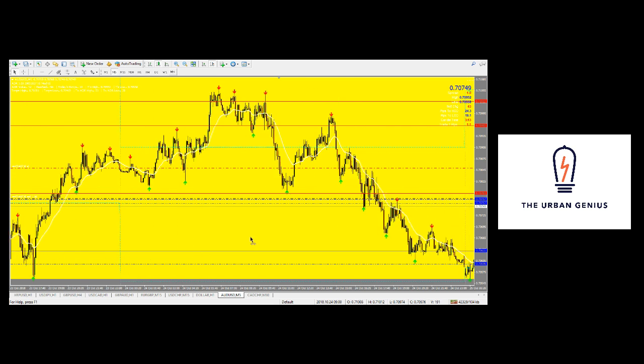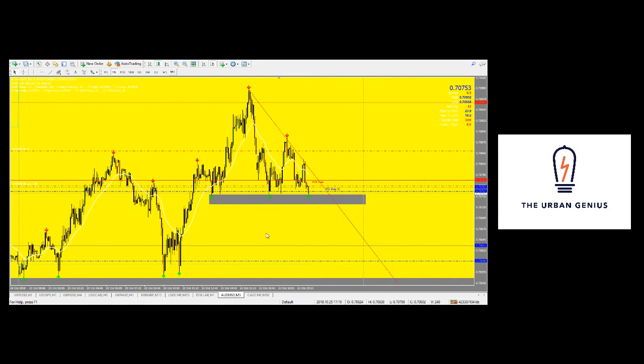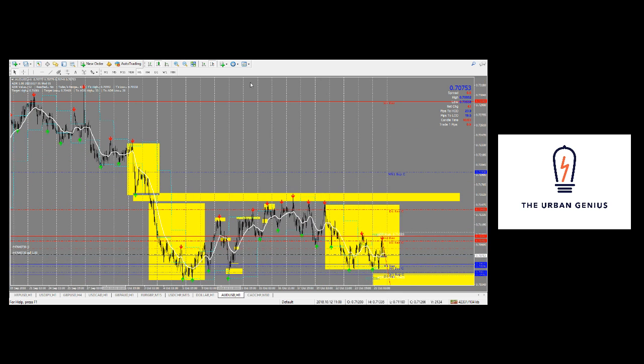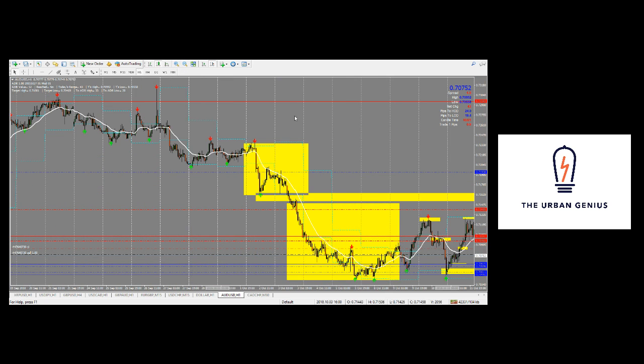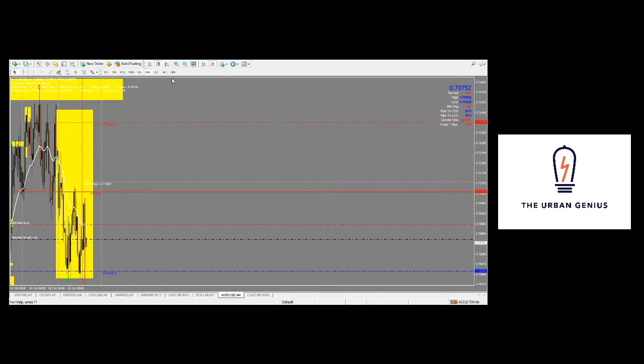Now you'll see levels on every time frame. The levels I trade, mostly doing intraday trading, are going to be the 1 hour time frame and the 4 hour.